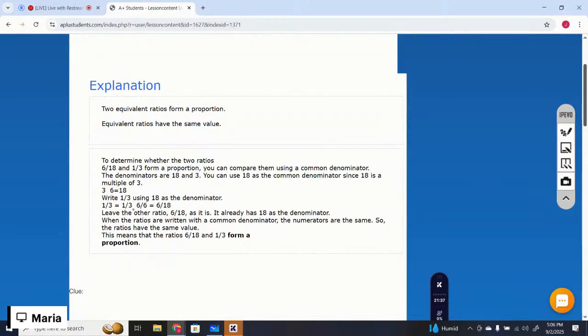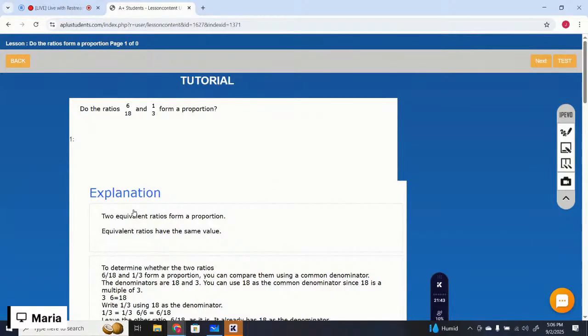So that means they form a proportion. Let's start with the test questions. I will explain.